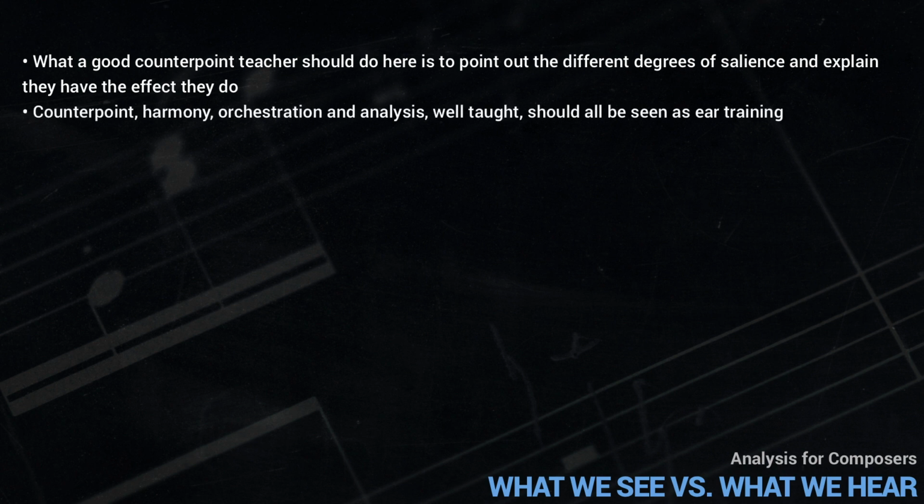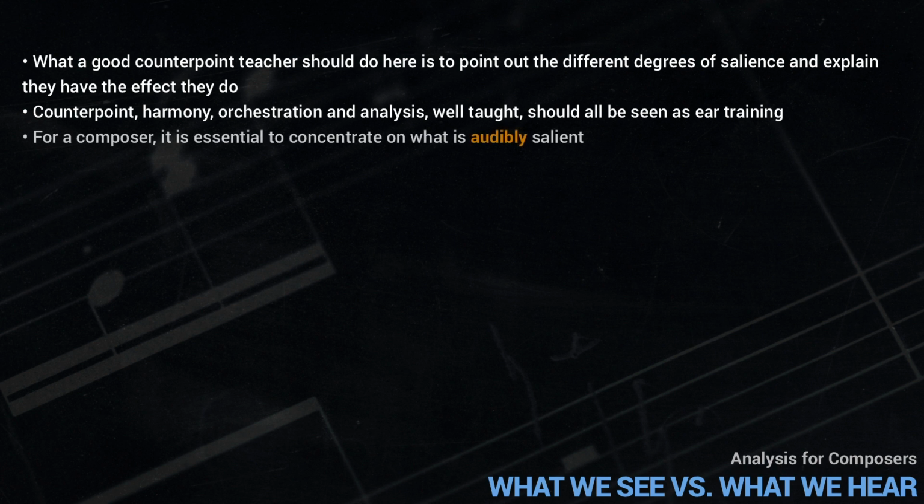Counterpoint, harmony, orchestration, and analysis, well taught, should all be seen as ear training, sensitizing the student to subtle distinctions in what we hear. For a composer, it's essential to concentrate on what is audibly salient. This might seem obvious, but there are systems of musical composition proposed in the 20th century that are based on procedures that are totally inaudible. While it is true that sometimes chance or some mathematical procedure may suggest an interesting idea you would not have thought of otherwise, that does not mean that everything generated from these procedures will automatically be musically interesting or coherent. You always need to make the final decision by ear.